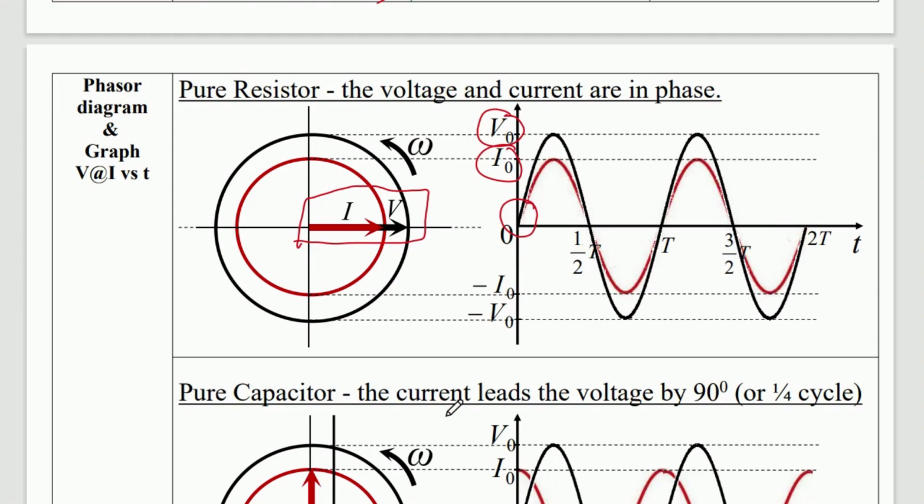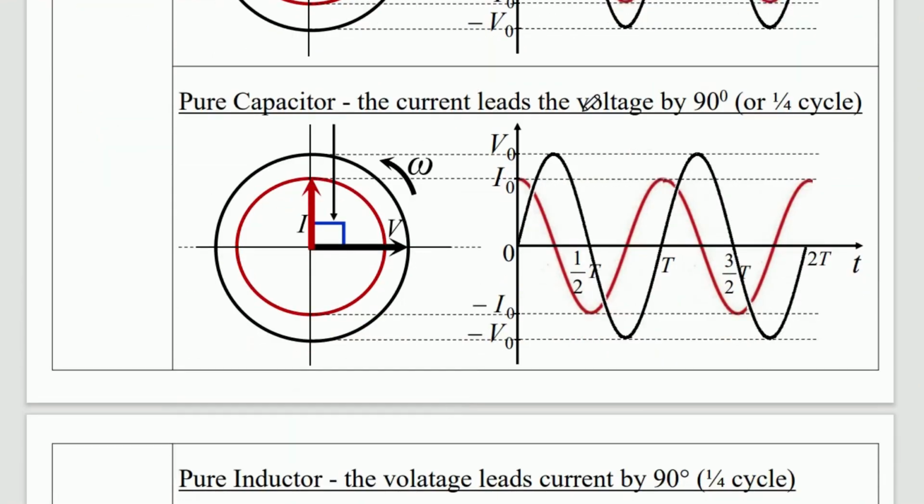Then look at the pure capacitor. The current leads the voltage by 90 degrees, or 1/4 cycle. So this is the graph for the pure capacitor. Current goes first, followed by the voltage. When we convert this graph into the phasor diagram, this is the current and this is the voltage. Voltage starts from 0, and current starts from here. So current leads voltage by 90 degrees for the pure capacitor. This is the phasor diagram for the pure capacitor.